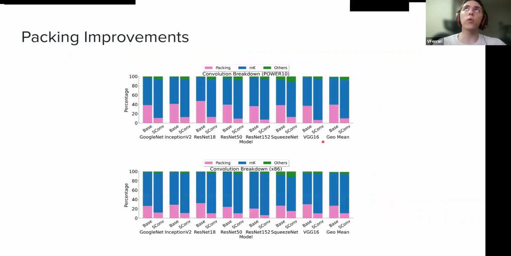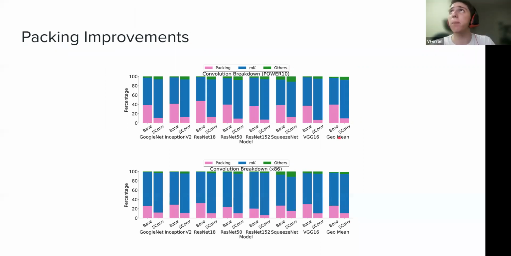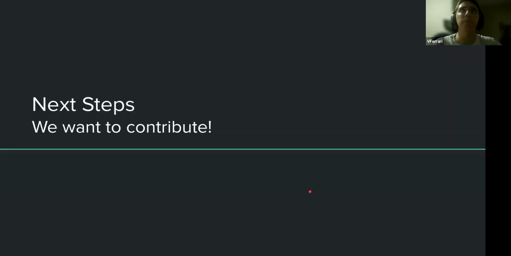And you can see that we have many packing improvements, right? Especially on Power 10, because the micro-kernel is faster on Power 10 because of MMA, we have in general like 40% of the time spent on packing in the baseline, and like 10% spent on packing in our method. On x86, it keeps that 10% on our method, but the baseline is a little faster. It goes to like 30% of the time spent on packing.